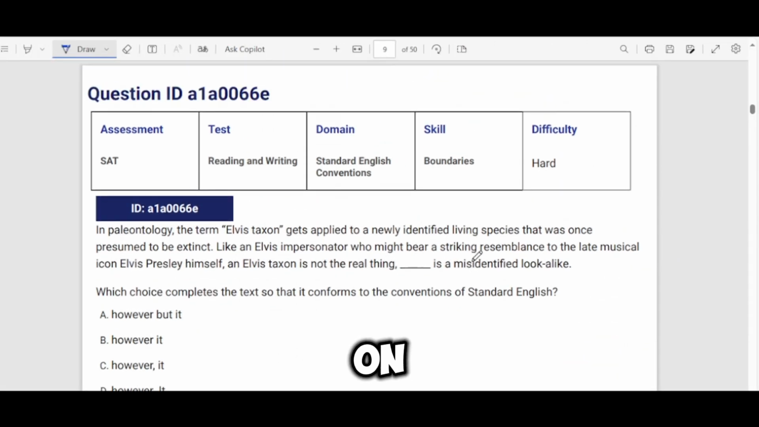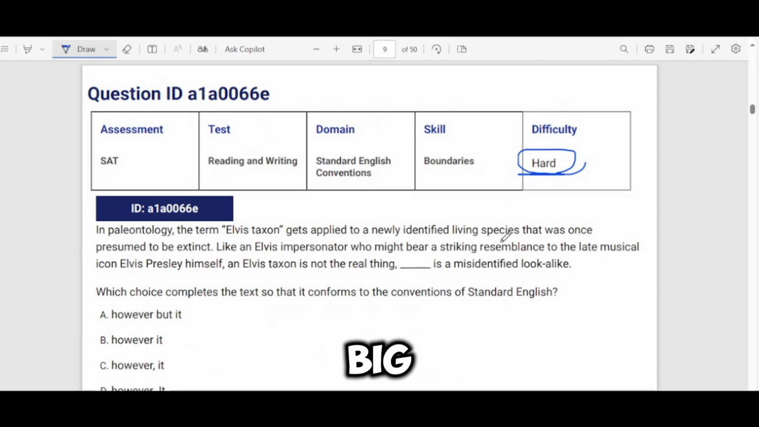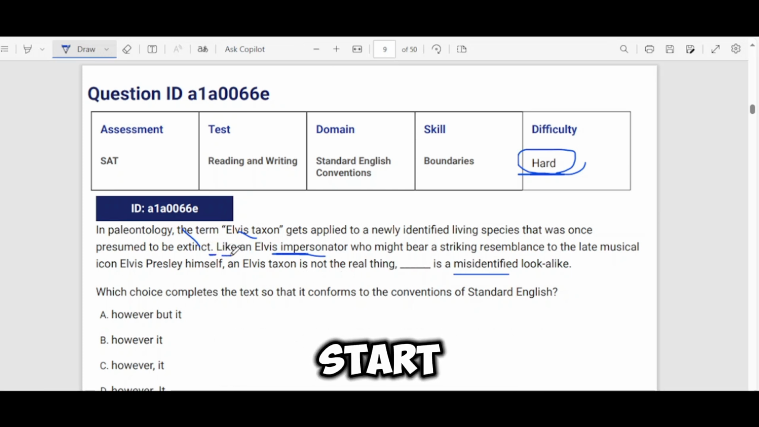All right, moving on to the next example, which is the hardest one. Okay, so in paleontology, again, the big tip was that don't even read the sentence before the dot, because it won't help us judge whether these two clauses are dependent or independent. Okay, so let's start from here.